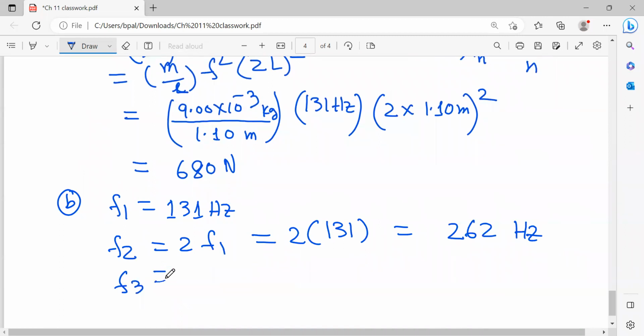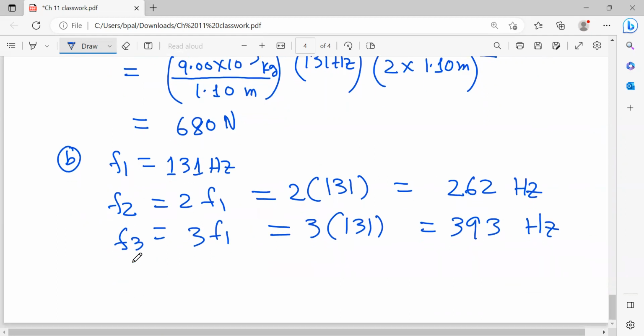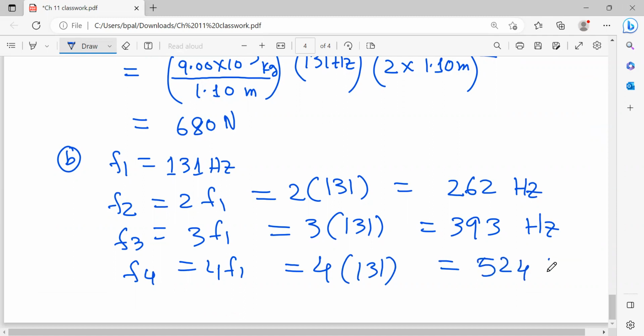f3, the third harmonic, will be 3 times 131, equal to 393 hertz. And then the fourth harmonic is f4, 4f1, equal to 4 times 131, and that is equal to 524 hertz. Okay, and that's basically it for this chapter.